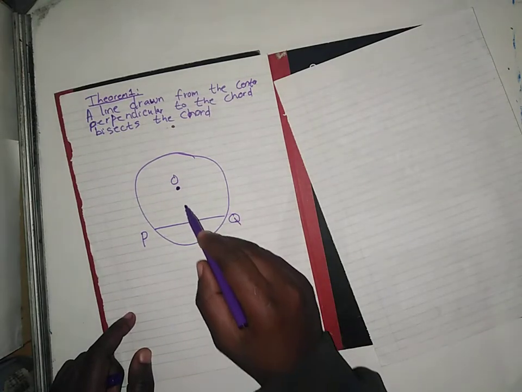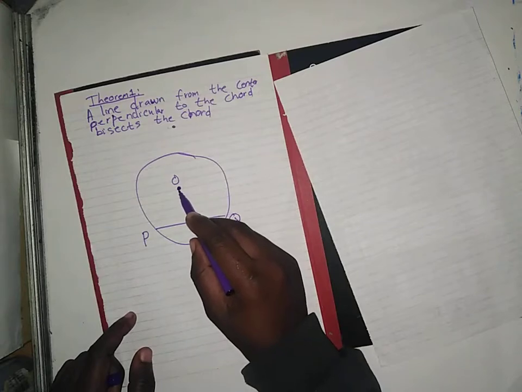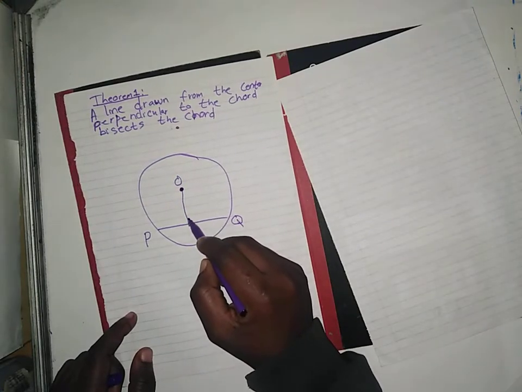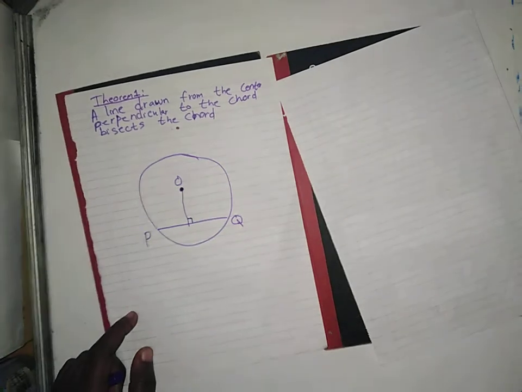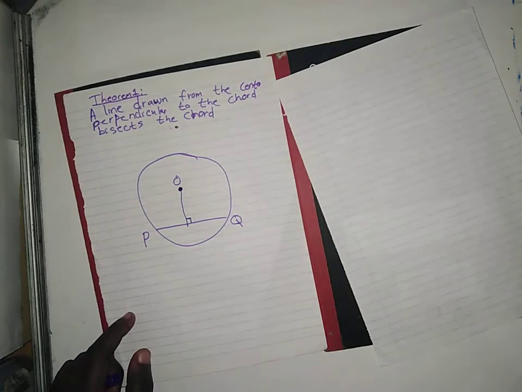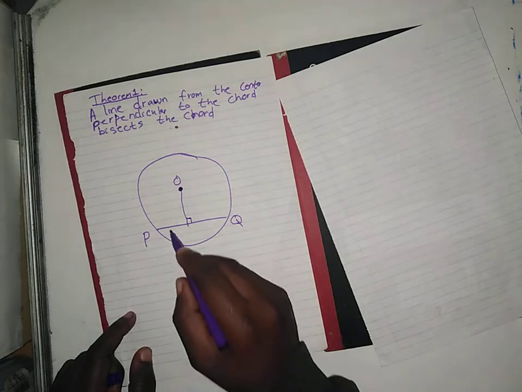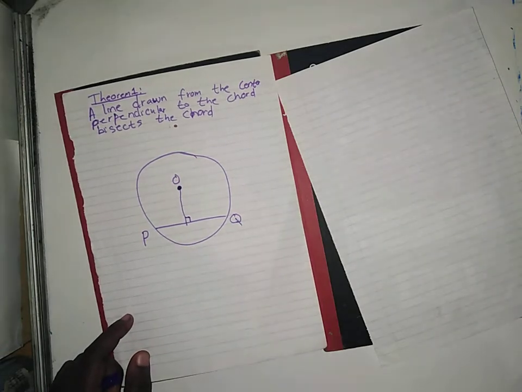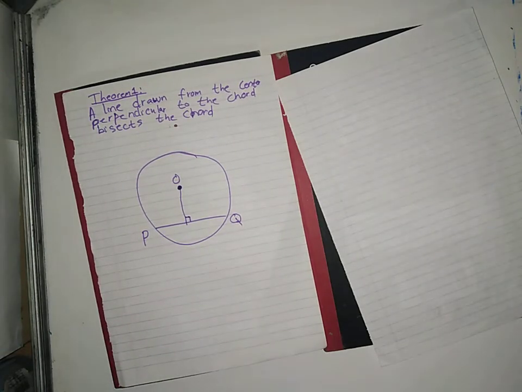Okay, so if you've got a line that is drawn from a center to the circle, and that line is perpendicular to the chord, then what does that line do? It then bisects the chord.